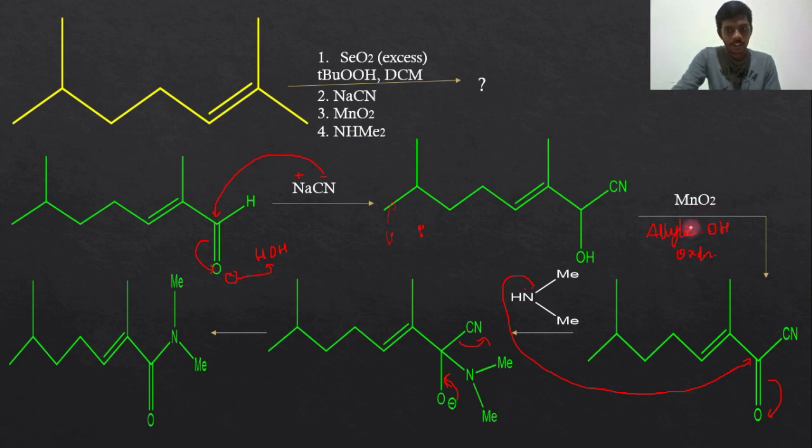The MnO2 we are adding oxidizes the allylic alcohol. So this alcohol is converted to ketone. After that we are adding NHMe2. This is the structure of NHMe2. The lone pair of electrons over the nitrogen will attack this carbon and this will come as O minus. Again this minus will come here and CN minus will eliminate, forming the product, and this is the final product of this reaction. You have to remember that whenever we add SeO2 in excess, the alcohol present over here will convert to aldehyde. So thus the aldehyde is present.